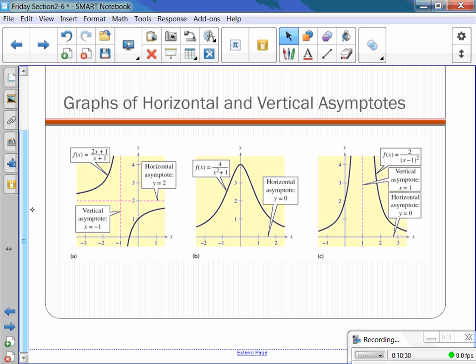Over here, this last one, you can see it doesn't have to be one going to positive infinity, one going to negative infinity. In this case, at the line x equals 1, the asymptote x equals 1, both of them are approaching negative, positive infinity. So, how do we find these?